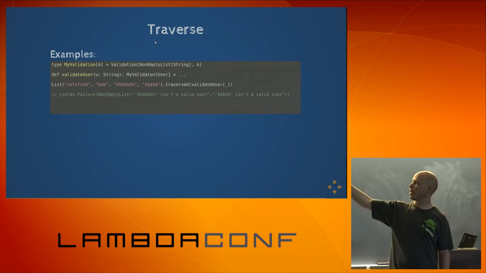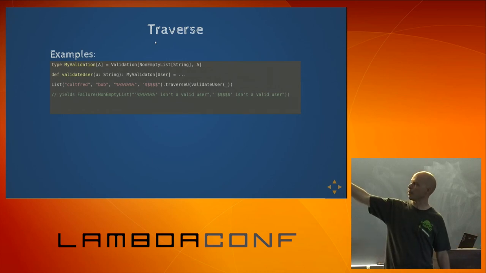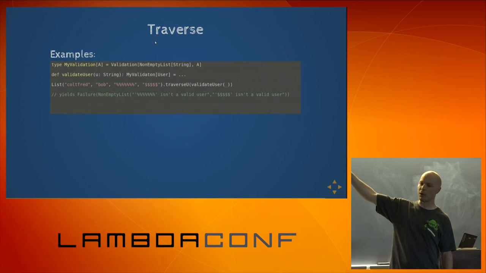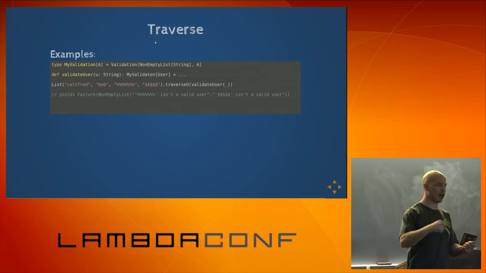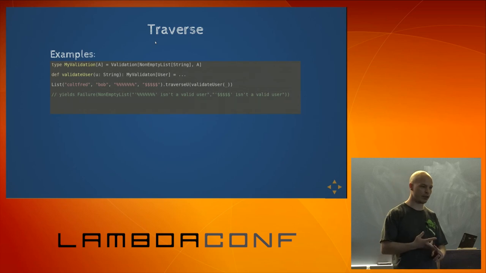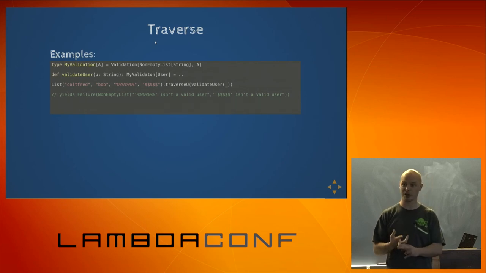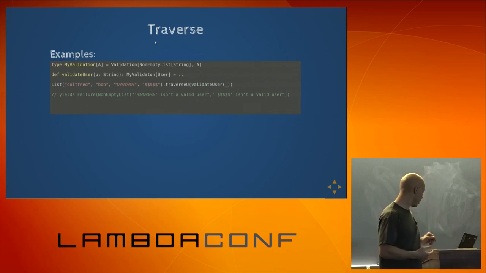So in this case, I've got a list: Colt, Fred, Bob, bunch of symbols, and let's say symbols are not valid. So I get back a failure that has a non-empty list with both of the error messages in it. So I accumulated all the errors, or I would have gotten back the user, which is the success. So you're either going to get back a failure with all your errors, which is a non-empty list because you know that there's an error in there if you're getting back the left side or the failure side, or you would get back the user.